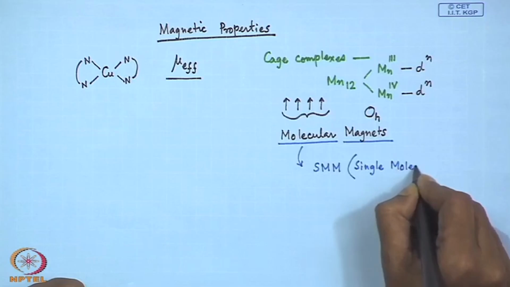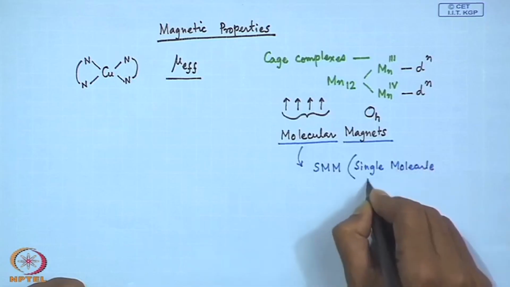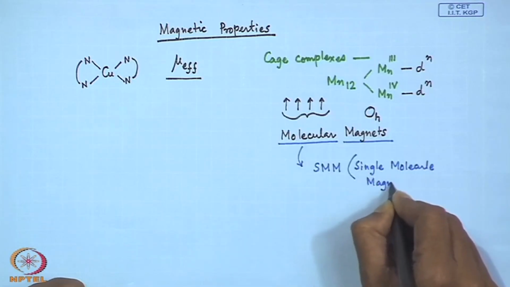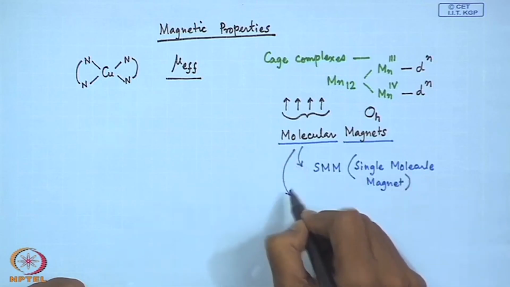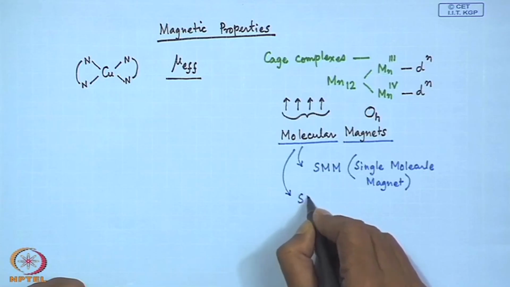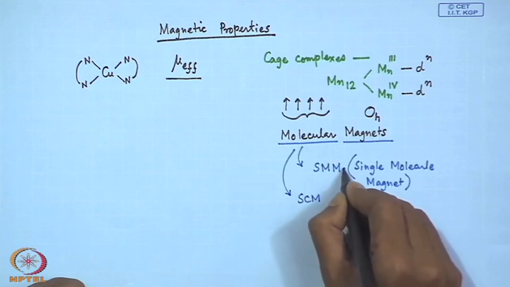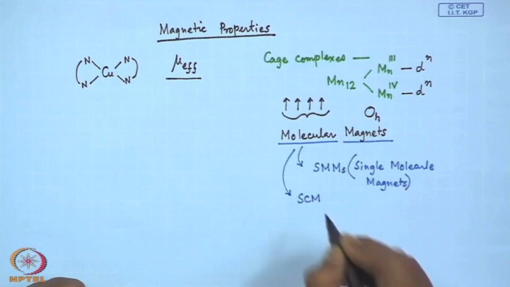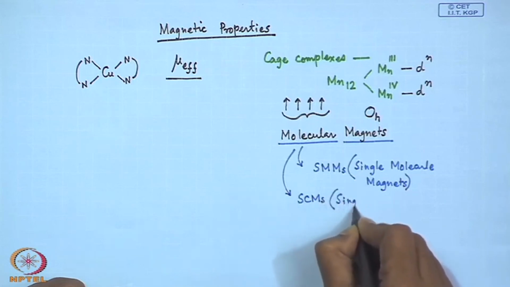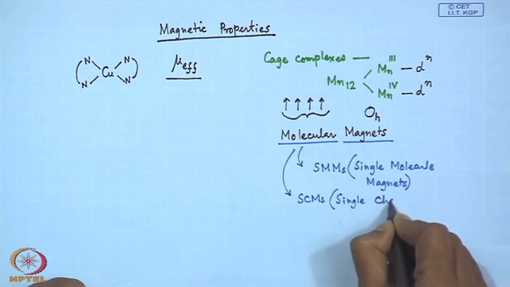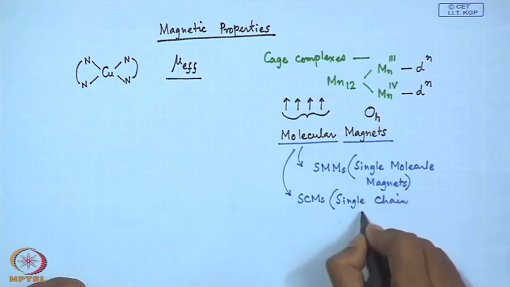single molecule magnet, and also we can have SCMs, which are single chain magnets.